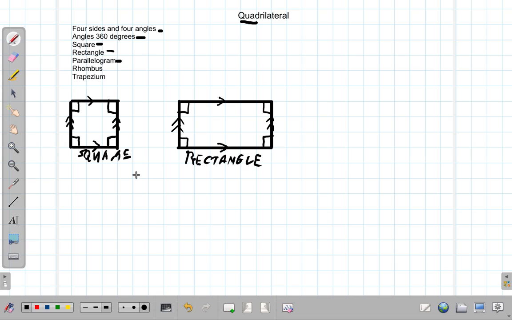We now have what is called a parallelogram. Now let me draw an example of a parallelogram. Okay. So this now is our parallelogram.